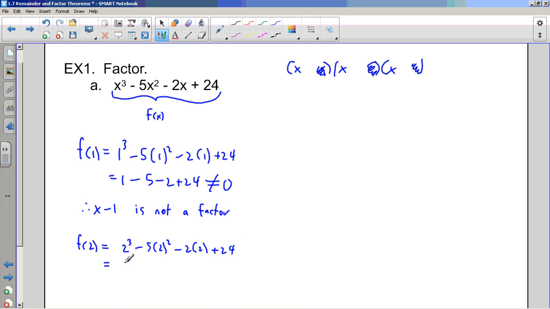And I think this one might actually work. 2 cubed is 8. Minus 5 times 4 is 20. Minus 4 plus 24. No, that doesn't work, unless I goofed that up. It's getting close though, isn't it? So what does this say? This says x minus 2 is not a factor.